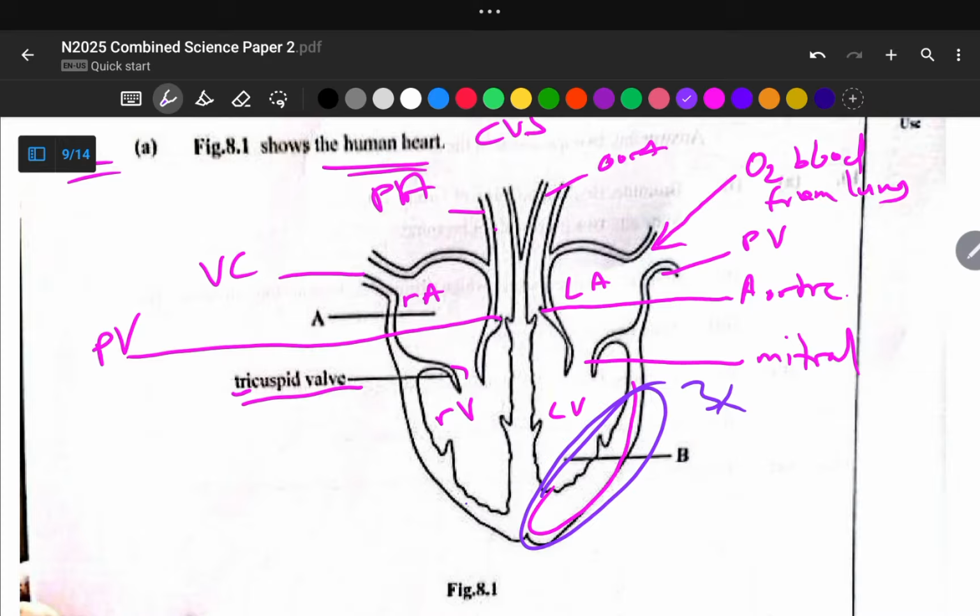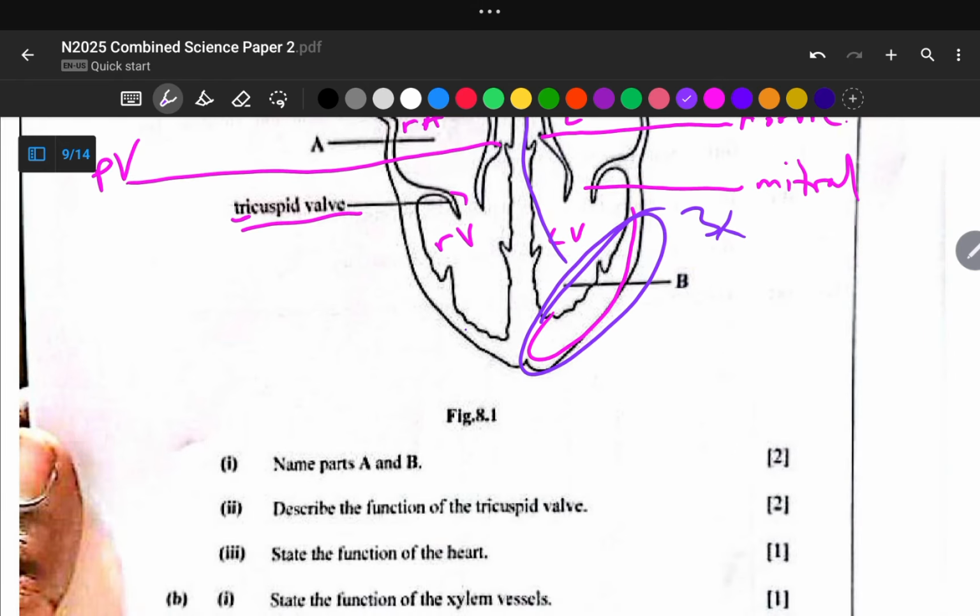Why? Because this left side is going to pump blood through the aorta to the rest of the body. So we need a lot of pressure to pump the blood through this aorta, right? So you need to take note on that one. So we are going to the next, to the first part.